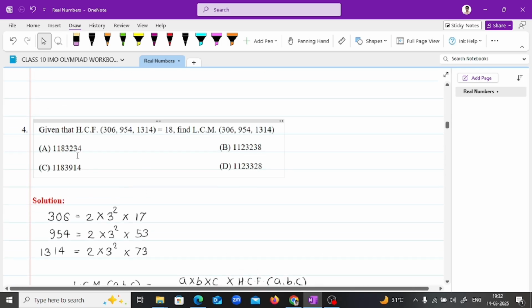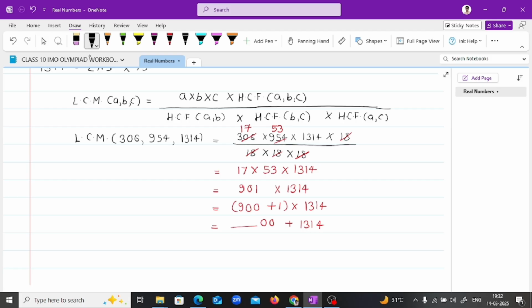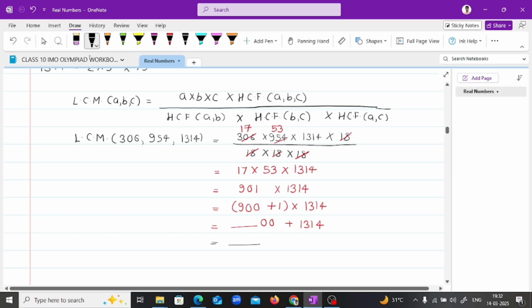We have four options. The first option has last two digits 34, the second option 38, the third option 14, and the fourth option 28. And here we have already found that the LCM of these three numbers will be some number, and the last two digits will be 00 plus 14, which will again be 14. Irrespective of what number is here, the last two digits are fixed, and those are 1 4, that is 14.